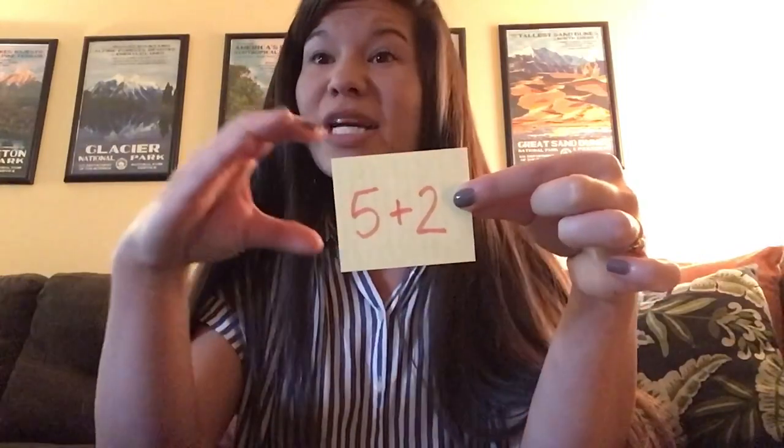I am going to show you an equation like this one, 5 plus 2. And then we're going to make 3 other cards that match this card that show this story in different ways. So we're going to make a number bond, a number line, and a picture that match this story. So let's do that together first, and then we'll do a couple other equations. So this first equation is 5 plus 2.